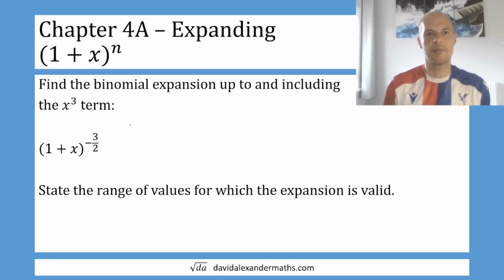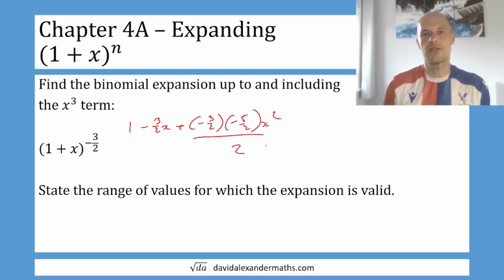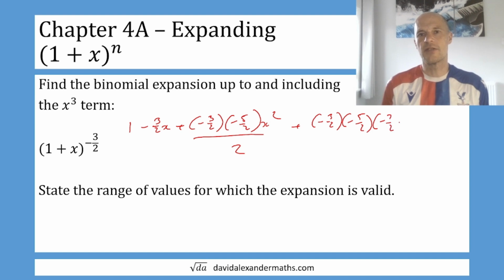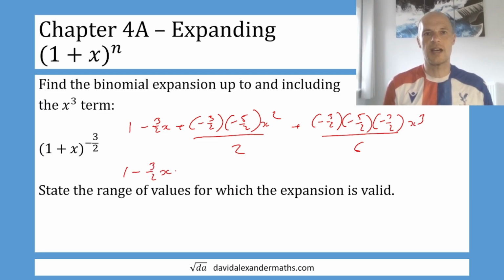So the first term is 1, the next is -3 over 2x, the next term is -3 over 2 multiplied by -5 over 2, x squared over 2, plus -3 over 2, -5 over 2, -7 over 2 x cubed over 6. So that is 1 minus 3 over 2x. I'm just going to do 3 times 5 divided by 2 divided by 2 divided by 2. And that's positive because there's 2 negative symbols.